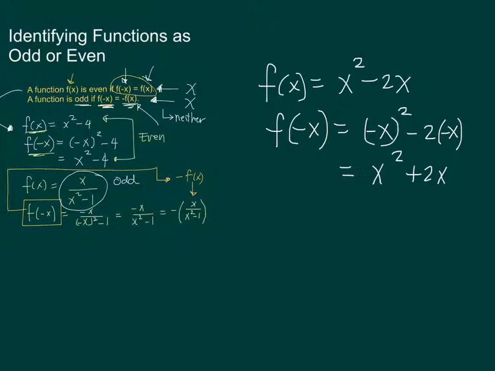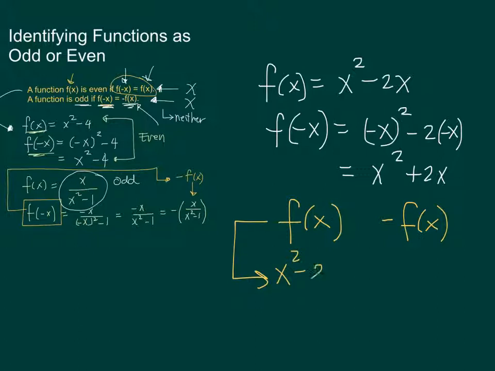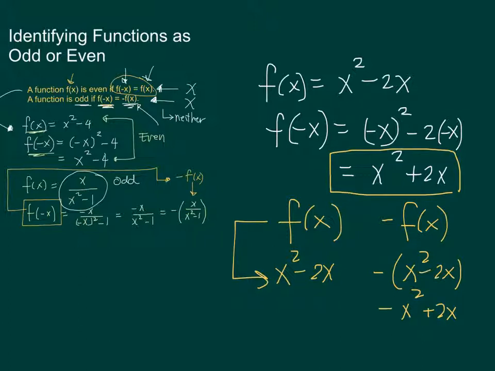So the question is, am I getting the original or the negative of the original? The original is x squared minus 2x. The negative of f of x is negative of x squared minus 2x, or negative x squared plus 2x. So when I check, what I got from f of negative x is x squared plus 2x, but the original is x squared minus 2x. So it's not an even function because it did not go back to the original function.